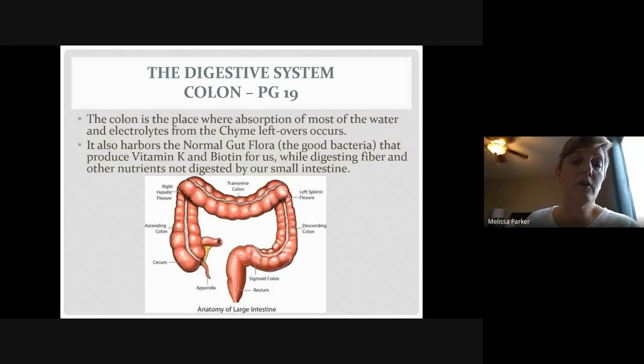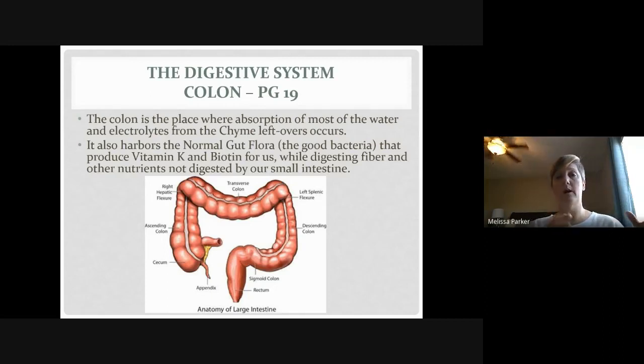Okay, so the colon is where absorption of most of the water and electrolytes from the leftover chyme occurs. It also harbors the normal gut flora, the good bacteria that produce vitamin K and biotin for us, while digesting fiber and other nutrients not digested by our small intestines.